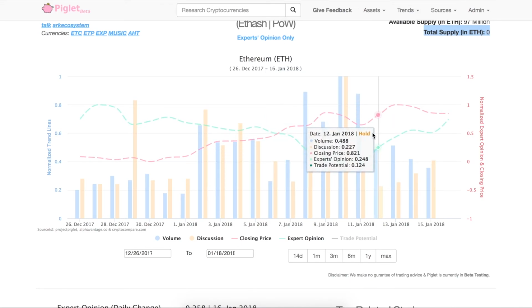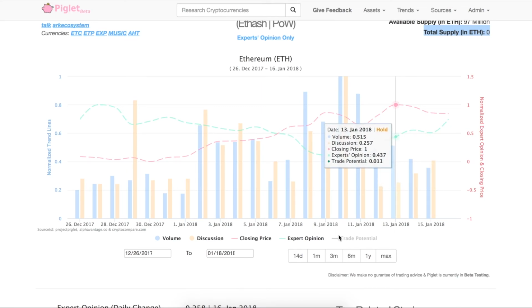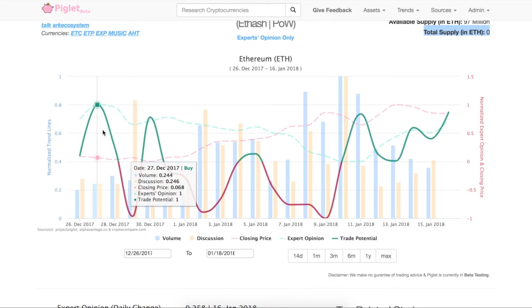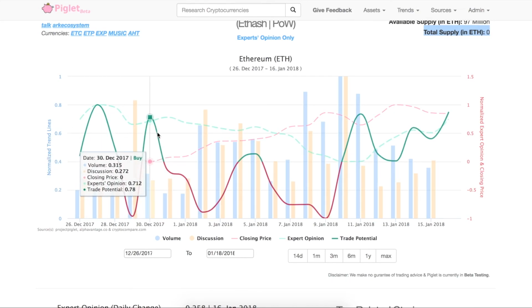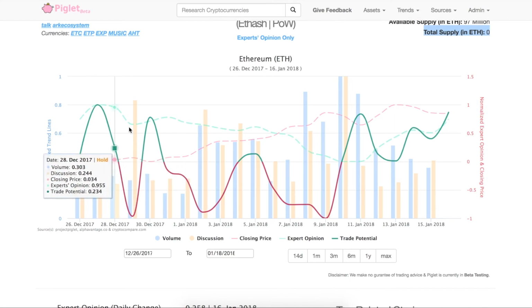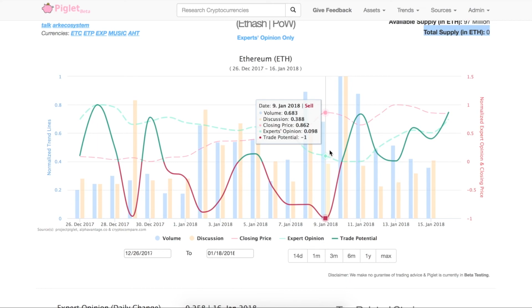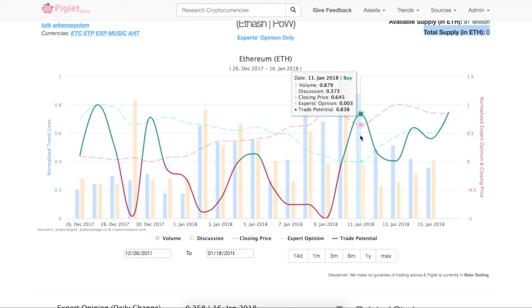Now, we also have this graph that we call trade potential, and that's what our algorithm determines is a good time to buy or sell. It tells you to buy here, tells you to sell down here. In this case, we tell you to sell typically at the peaks. If you look at various points, and we'll go through them, we'll tell you to buy at this trough right here, and then I keep buying for whatever reason in this case.